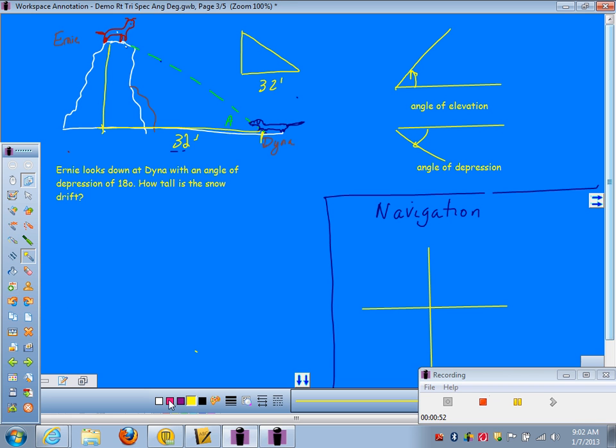You want to think in terms of, okay, from Ernie coming straight out, he's looking down at Dinah. That's an 18-degree angle of depression out there. So if you're doing it in our little simple triangle, we're saying this one's 18 degrees. Now, your geometry will tell you there's an 18-degree angle somewhere else in this triangle.